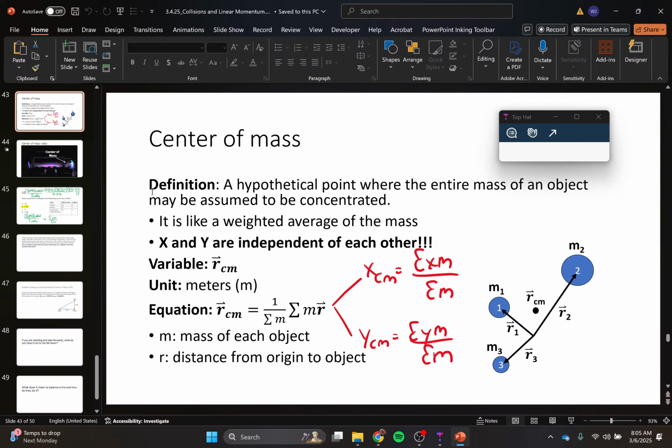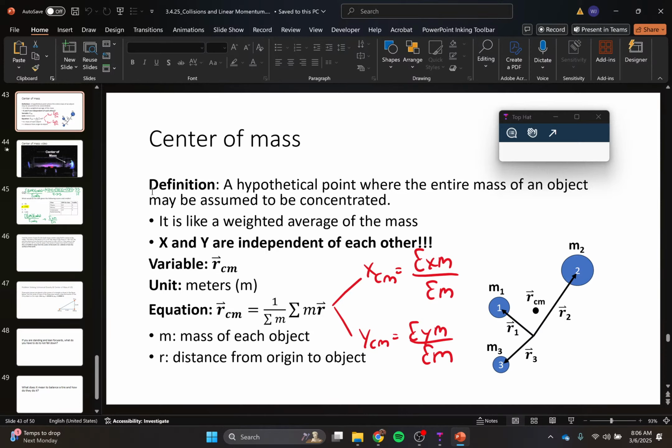Okay, so center of mass. Again, we're going to do 2 problems, and we're going to start with a 1-dimensional center of mass, and then we'll do a 2-dimensional center of mass. Don't worry, you're spared 3-dimensional.